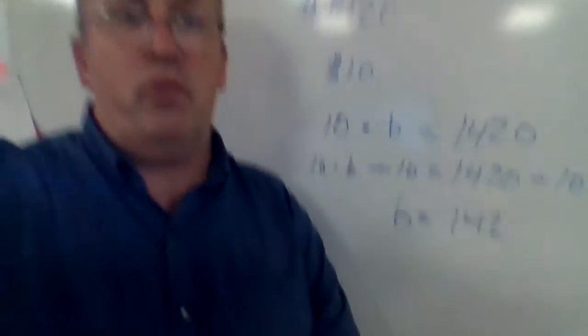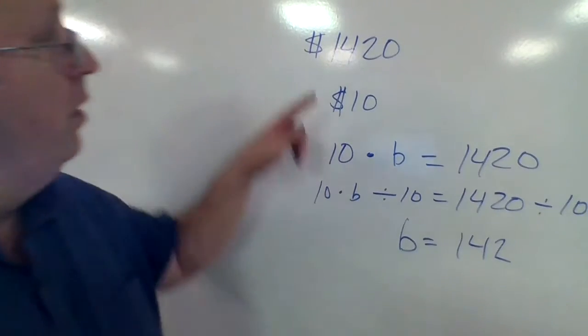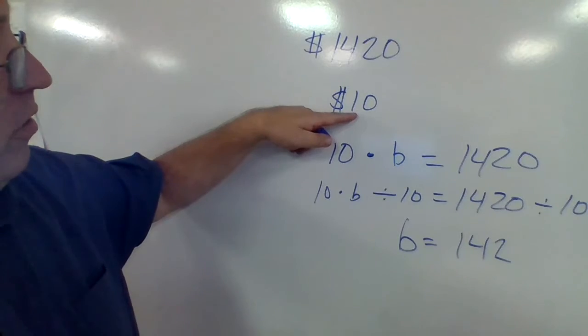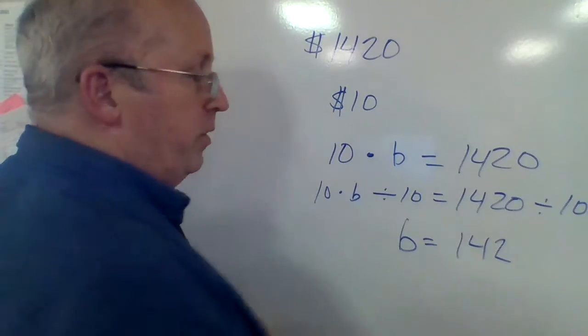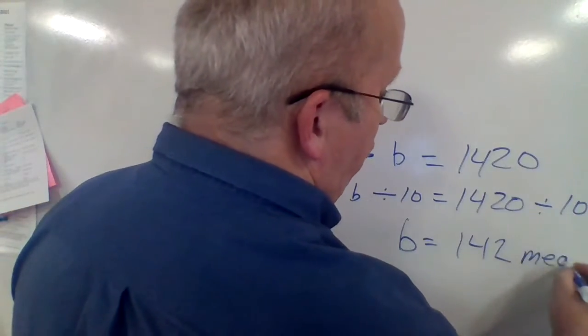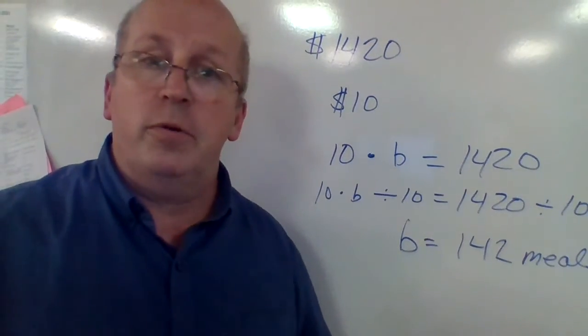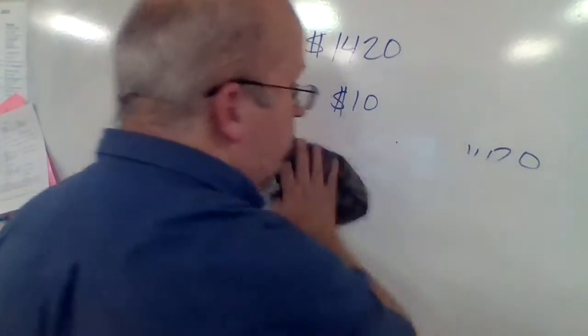Now, whoops, it's off the screen. Now, what's going to be the label on that? Remember, this is the amount of money she brought in. This is the amount she's charging per meal. So this must be the number of meals she served. She served 142 meals to customers. Okay, let's try a different one.